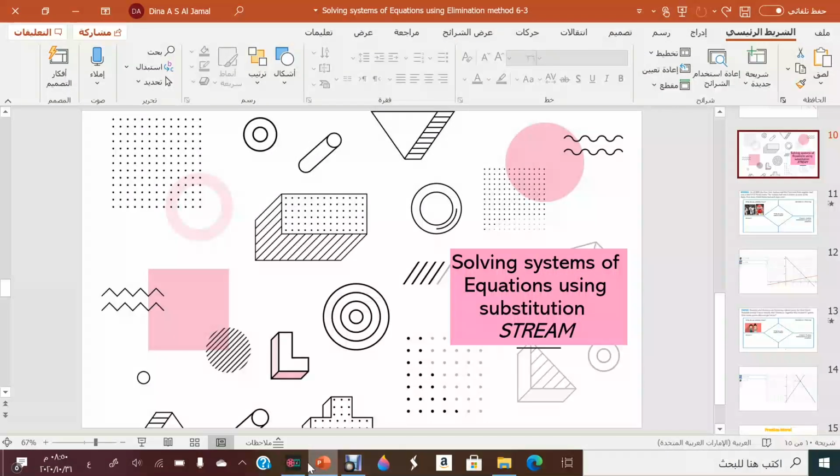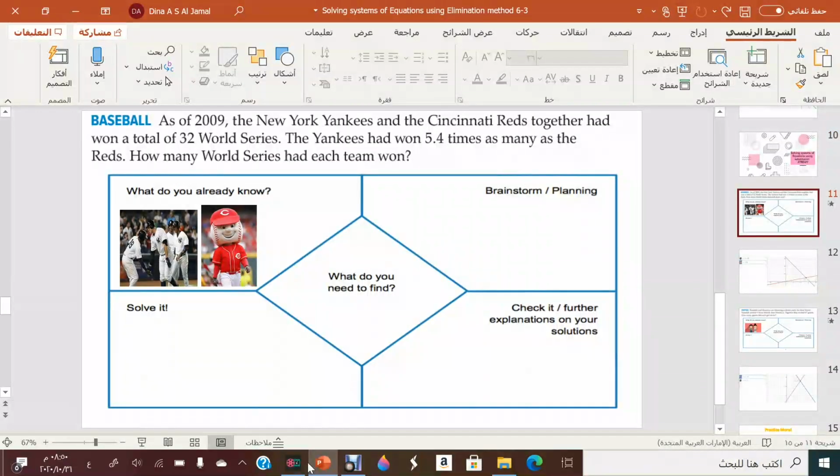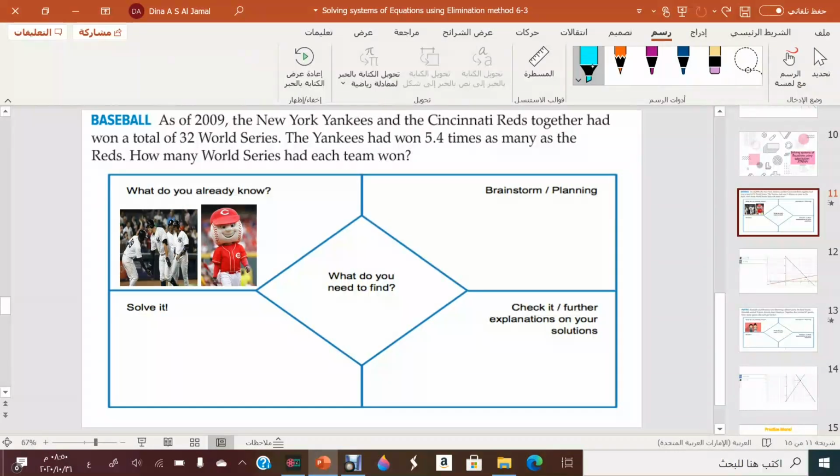Hello everyone, welcome again to another tutorial on solving systems of equations using substitution, and I will be giving you three examples which are real life examples done by substitution. So let's focus on the first question. If we read it, it will be talking about baseball, so about sports. So now we are connecting math to sports.